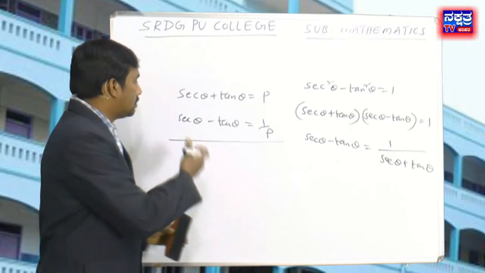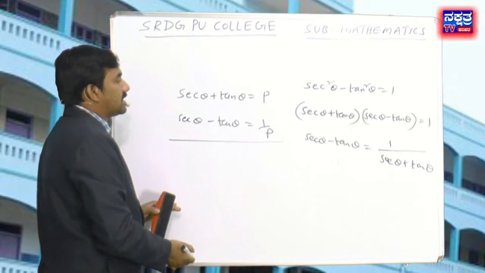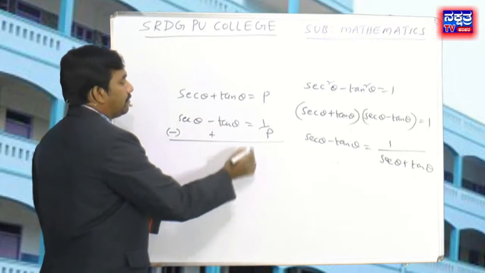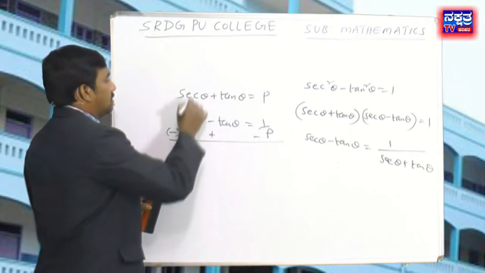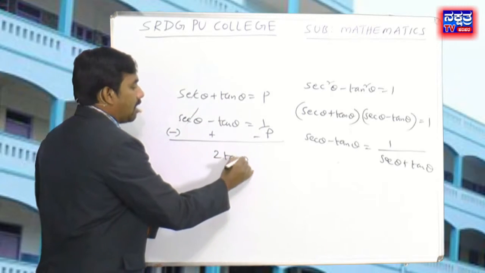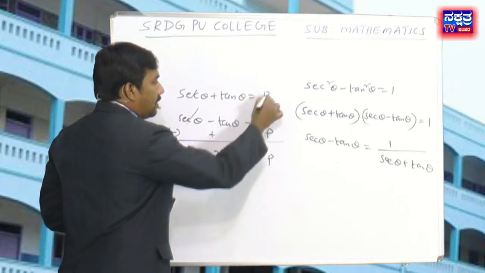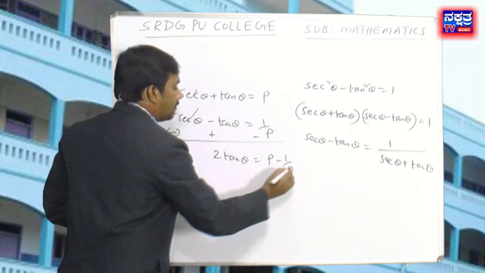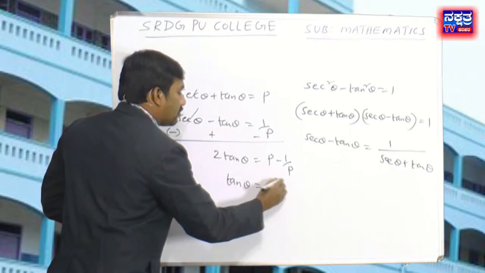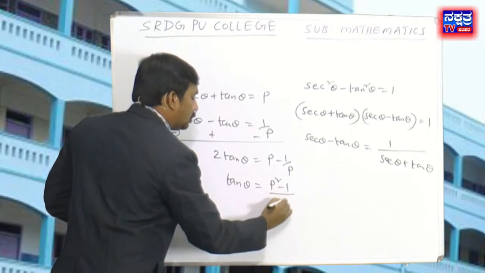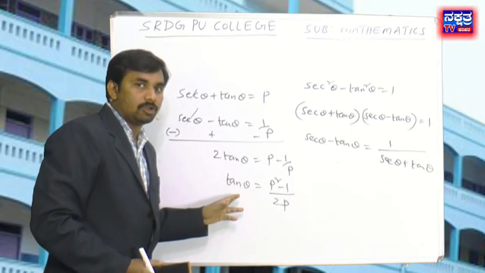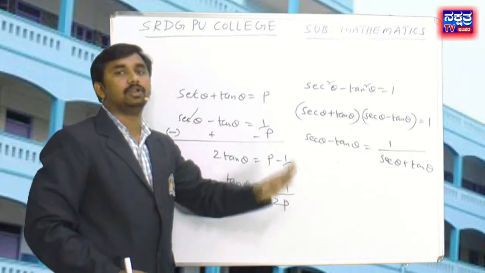So here they are asking for the tan theta value. By taking the subtraction here, secant and minus secant will get cancelled. 2 tan theta equals P minus 1 by P. Then tan theta equals P square minus 1 by 2P. Tan theta equals P square minus 1 by 2P.